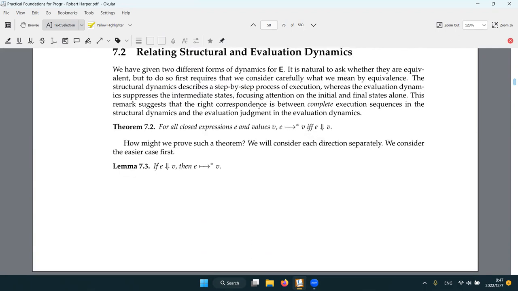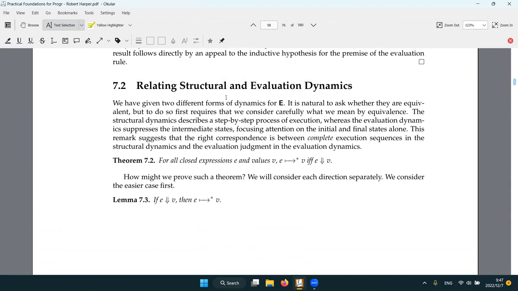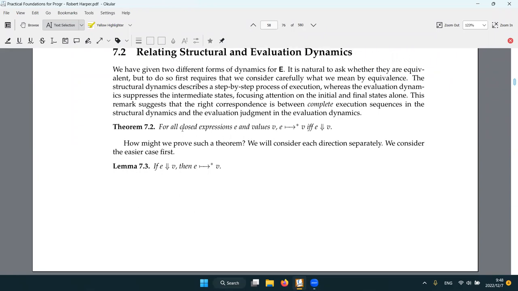So for the structural dynamics and the evaluation dynamics, we need to somehow prove their equivalence. And we have another theorem which states: for all closed expressions E and values V, if we use structural dynamics and step through until it is the value, then it is equal to the evaluation dynamics.